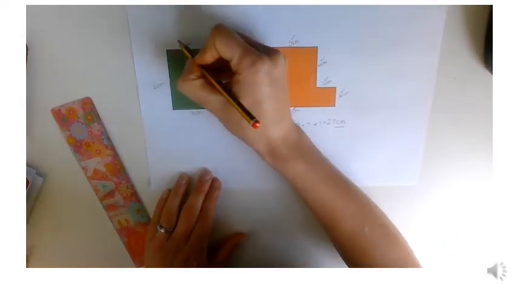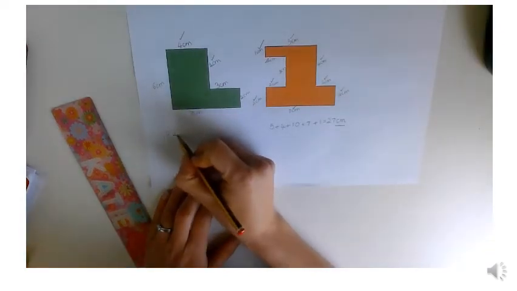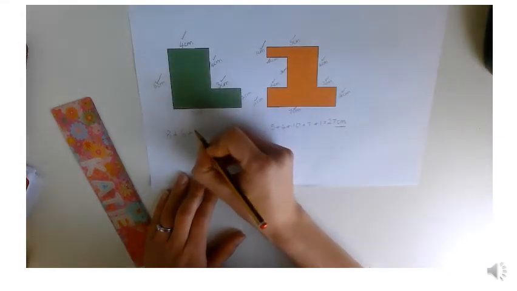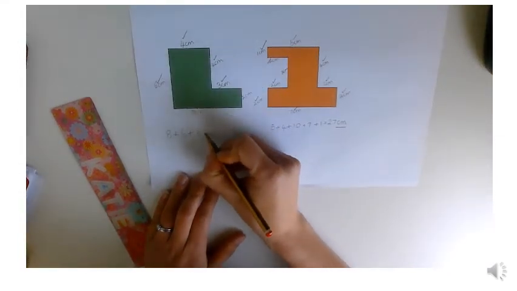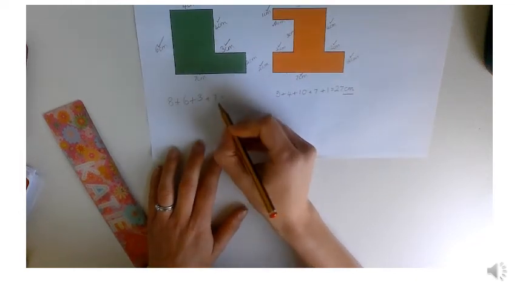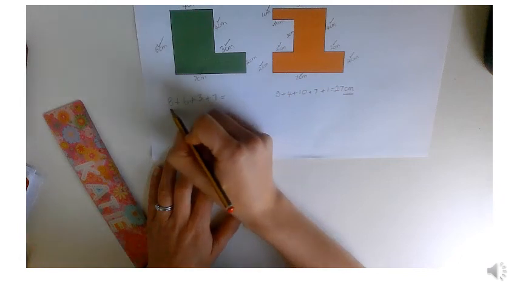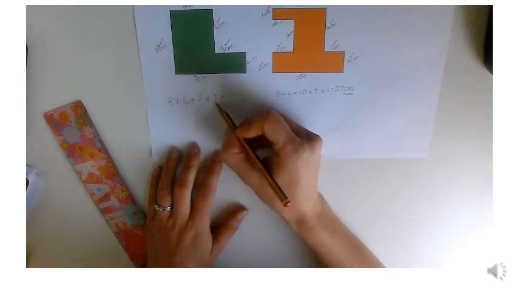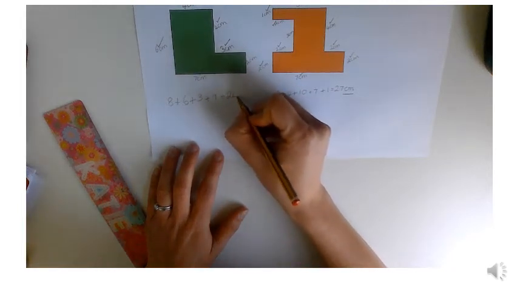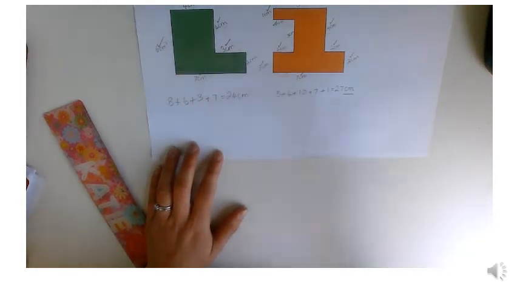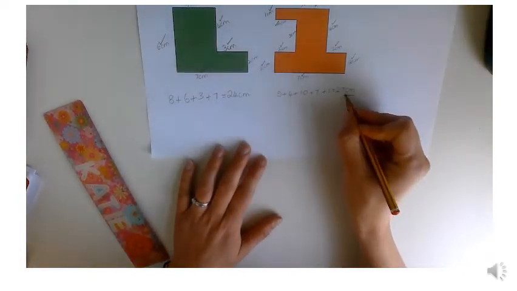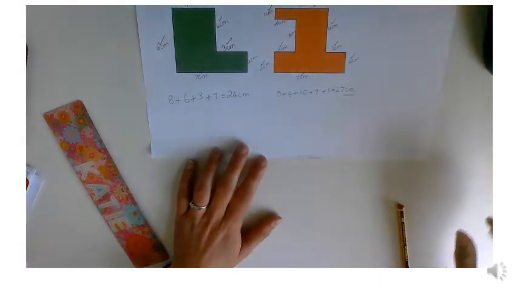So I'm going to add these 4s together to give me 8, and then I'm going to add the 6, give it a tick so you know you've done it, add the 3, and add the 7. So first of all, I can very quickly see 7 and 3 is 10. Add the 8, which gives me 18, and then add the 6, which gives me 24. And don't forget your centimetres. So which one has the largest perimeter? I know that it's this shape here, because this one is 27, whereas that one is 24.